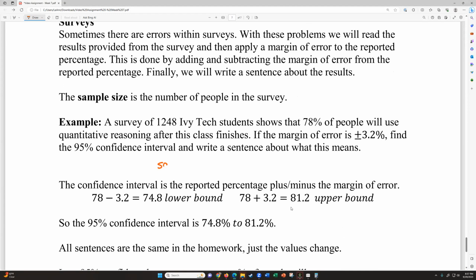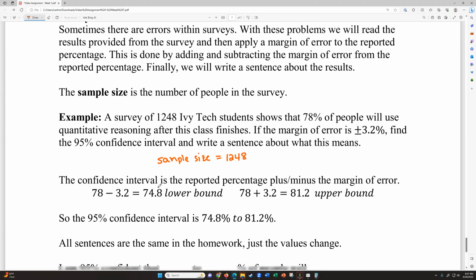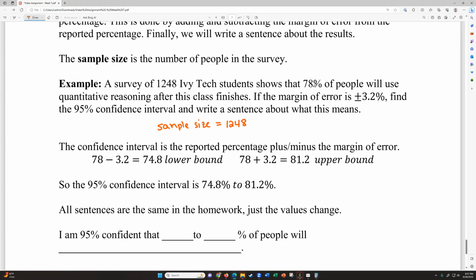So something to note is sometimes they will actually ask you what was the sample size as part of the questions. That's just how many people we surveyed. We surveyed 1,248 Ivy Tech students. The confidence interval is reported as a percentage, the reported percentage, which was 78%. So we don't know if that's accurate. It might be a little lower, it might be a little higher, okay? So we take that reported percentage of what we were studying, which was using this class after you finish the class. We'll add and subtract that margin of error. So we subtract the 3.2% to get the lower bound, and we add the 3.2% to get the upper bound. So notice I got from 74.8 to 81.2.